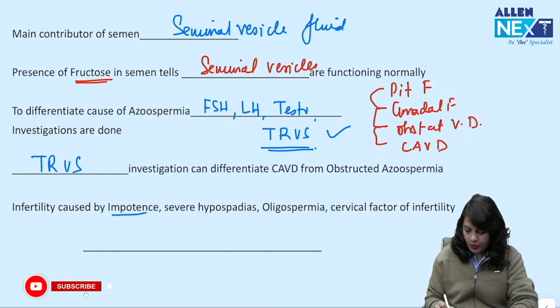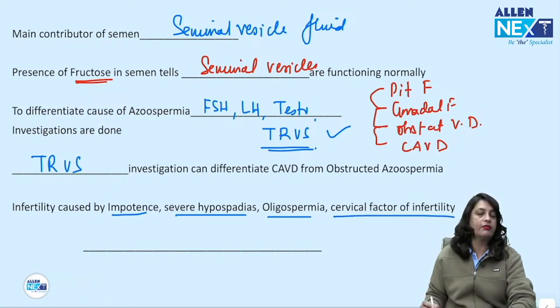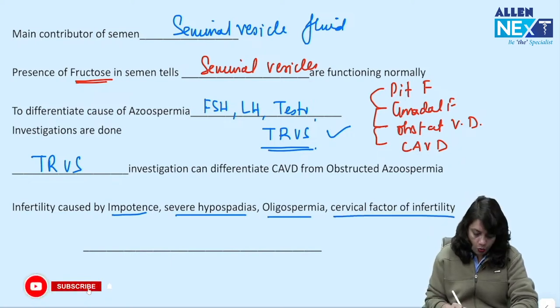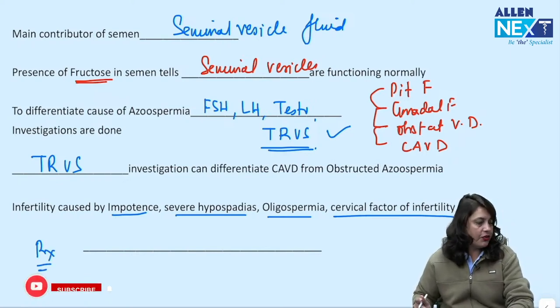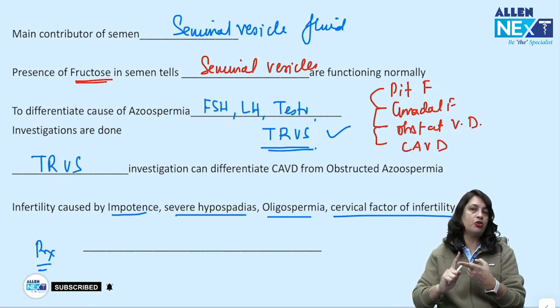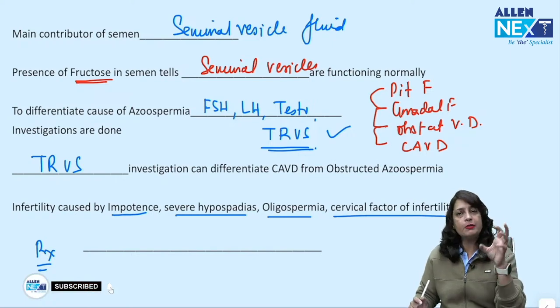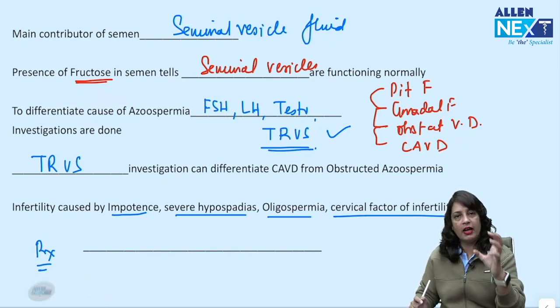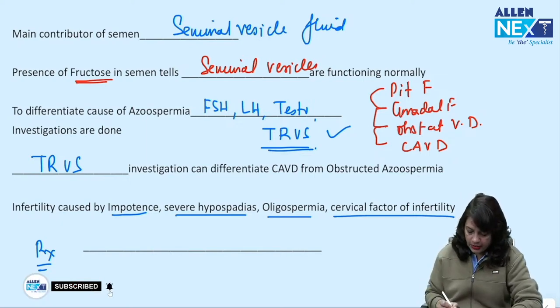Infertility caused by impotence, hypospadias, oligospermia or cervical factor of infertility. What will be the treatment for infertility? If it is a male factor of infertility, cause is impotence, premature ejaculation, severe hypospadias, or anti-spermal antibodies, that is cervical factor of infertility. Now what is the treatment for this?